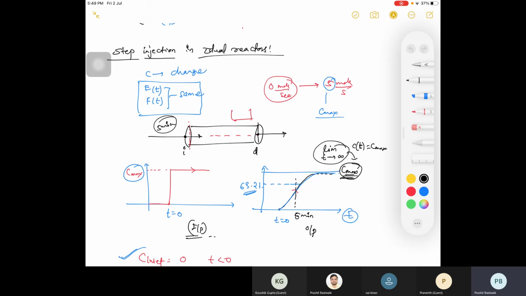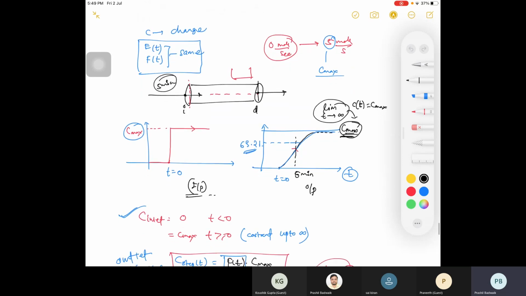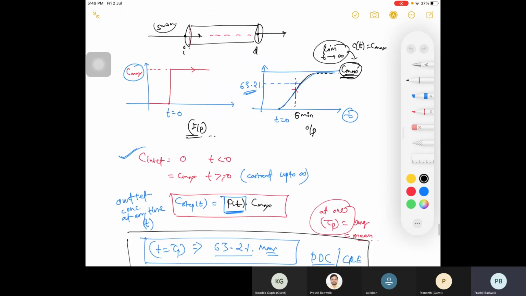Before that, I'll quickly recap what we studied in yesterday's class. We started with step injection in ideal reactors, and there we saw what your reference is when you are considering your concentration profile. Whenever you are calculating E of t or F of t, in case of pulse injection, your E of t is basically the concentration at any time divided by the area under the C curve, right?